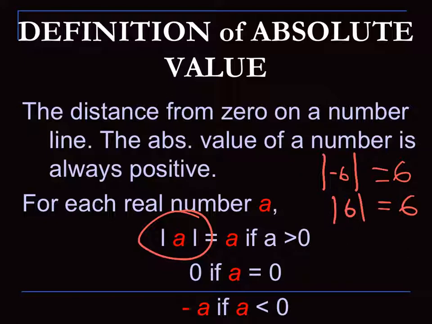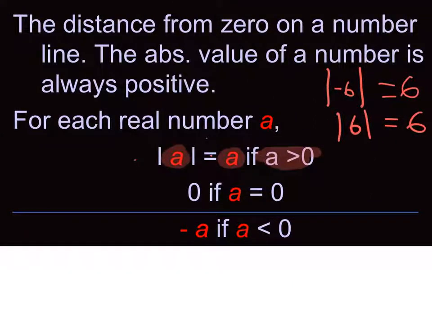What this math nerd speak down here means is that if A is greater than 0, meaning it's a positive number, and you put in a positive number, then you'll get out that same positive number. If A is equal to 0, and you put in 0, you'll get back 0. Same thing. The absolute value of 0 is just 0.